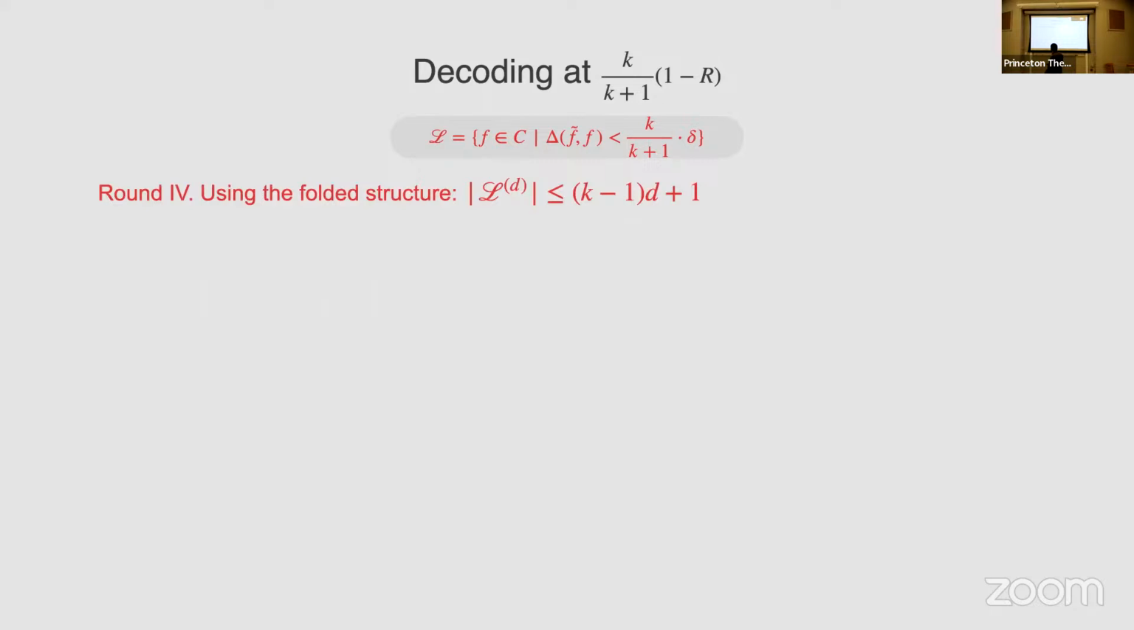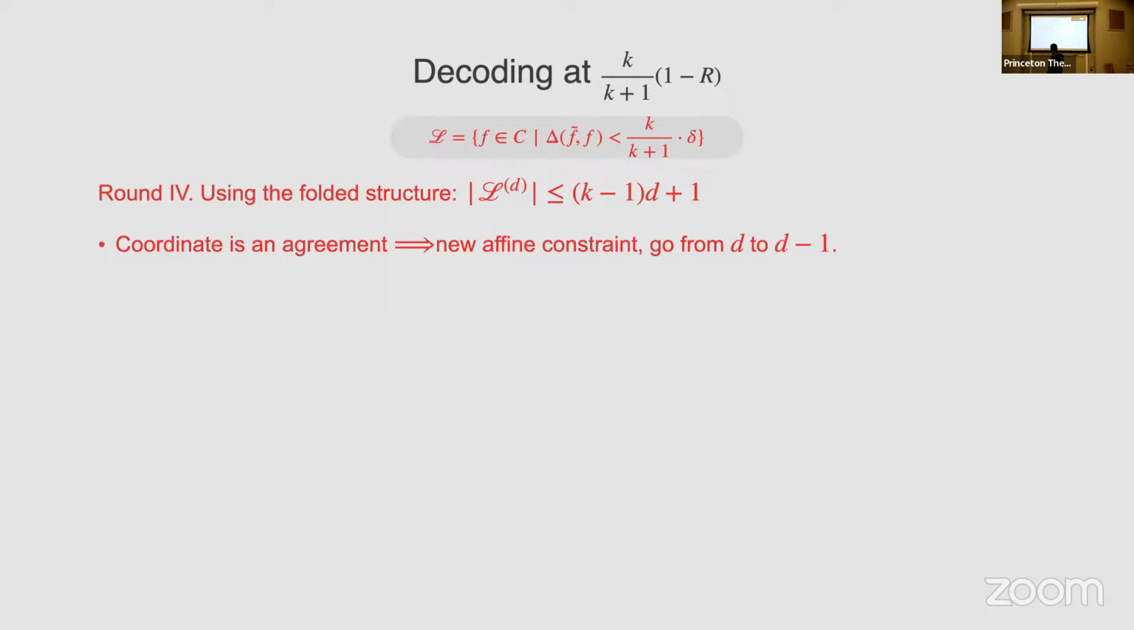So now we are going to use the folded structure of Reed-Solomon. Until now, everything was just linear codes and affine subspaces. And we'll prove a bound of (k minus 1)^d plus 1. So the dependence on d is going to become linear from exponential. Okay.